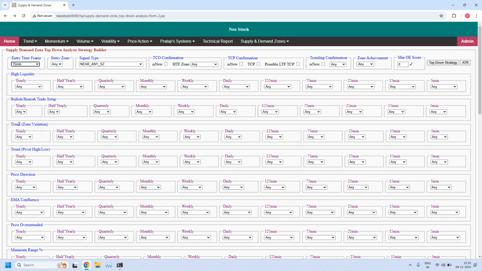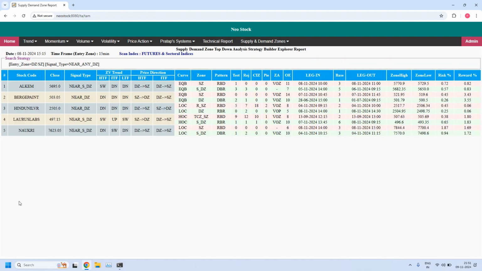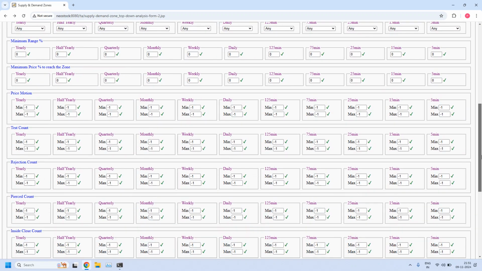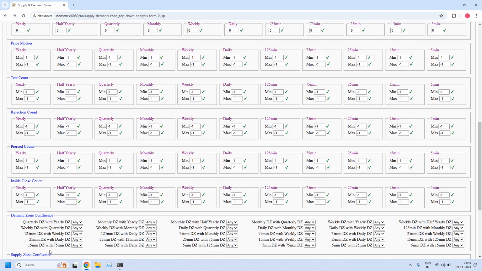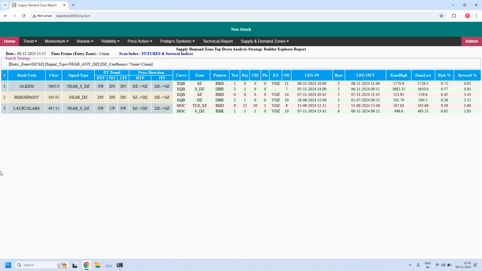Next time frame is 15 minutes. Let us find the stocks near 15 minutes demand zone. 5 stocks are filtered. Let's identify how many of these zones are having ITF confluence, demand zone confluence. That is 15 minutes and 75 minutes demand zone confluence. I enable the filter. 3 stocks are filtered.